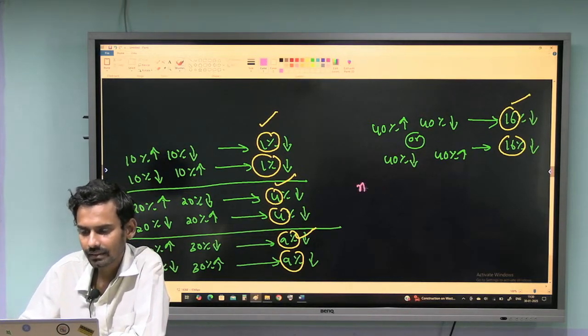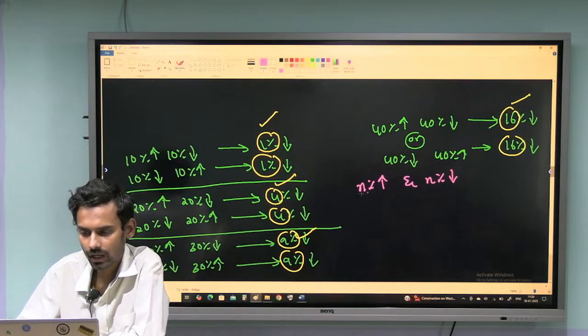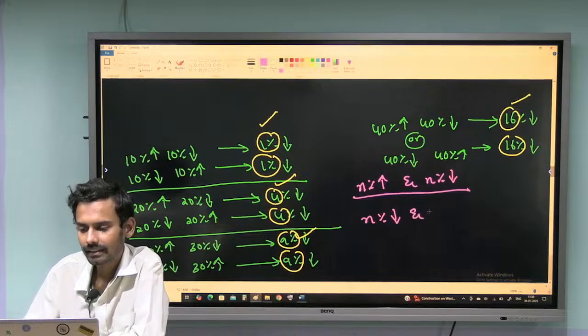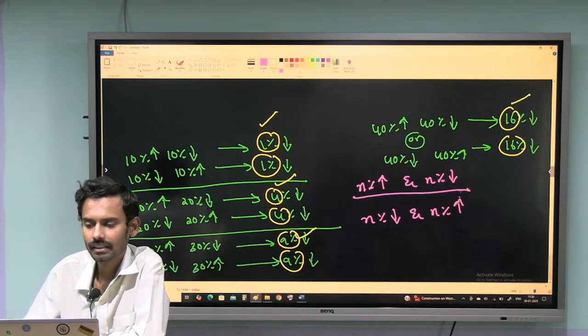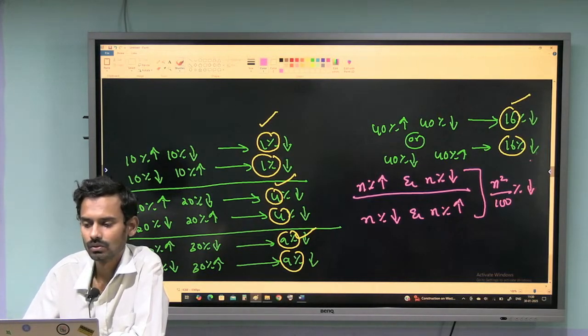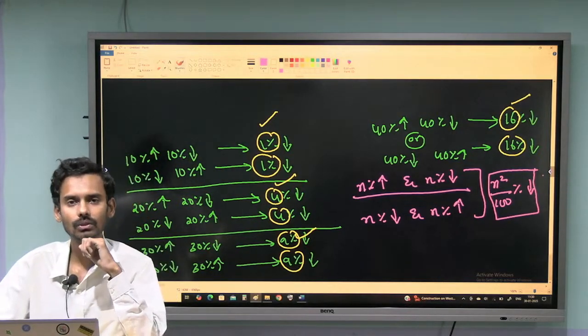If you increase something by n% and then decrease the same by n percent, or else you decrease something by n percent and then you increase the same by n percent, your answer will be n square by 100 percent decrease. So this will be the short trick for these type of questions. So final answer directly you can apply.